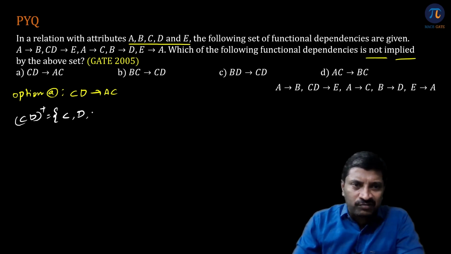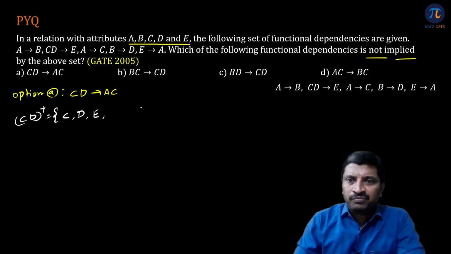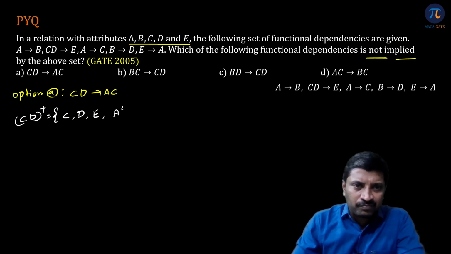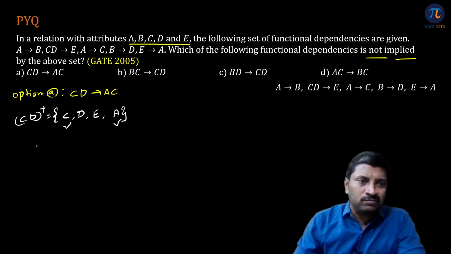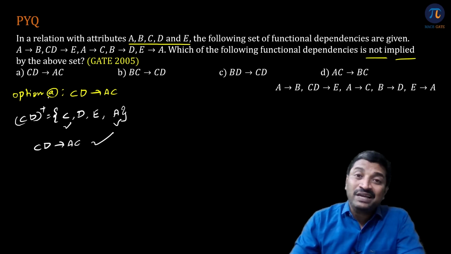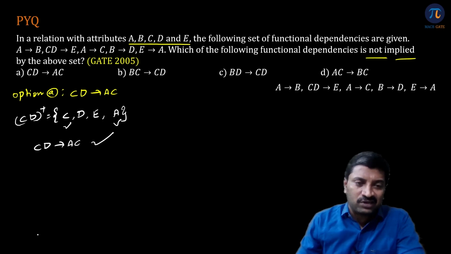With C, D, we can find E. Then with E, I can find A. So I got 2 attributes, A, C. So CD implies AC is valid. So option A is valid, sir. That means it is not our correct answer. So now let us verify option B.